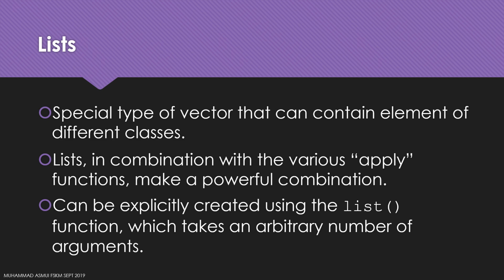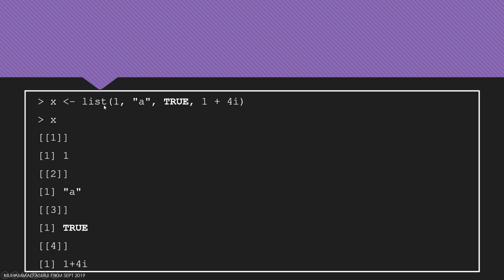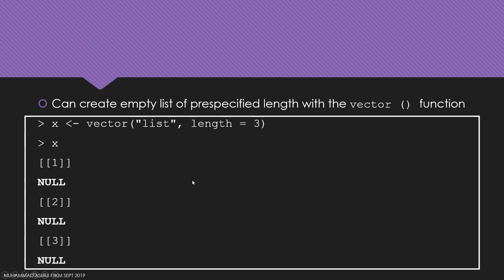Right, next we will talk about lists. A list is a special type of vector that can contain elements of different classes. This is the major difference between a list and the others. As we can see here, if we use the list function, we can combine numeric, character, logical and complex elements in a list. This is the output. You can also create an empty list by using vector list with length 3.